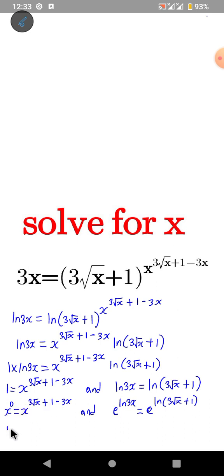Now, since the base is equal in this expression, I'm going to equate the power. So write 0 equal to 3 root x plus 1 minus 3x. And here now, we have e raised to the power of ln 3x. So this is the same thing as what? 3x equal to, this is the same thing as 3 root x plus 1. So we continue.